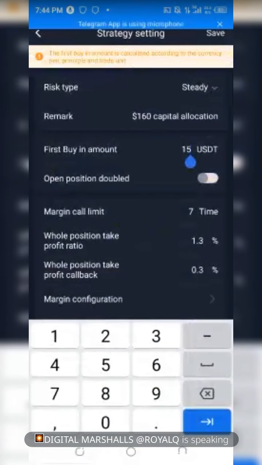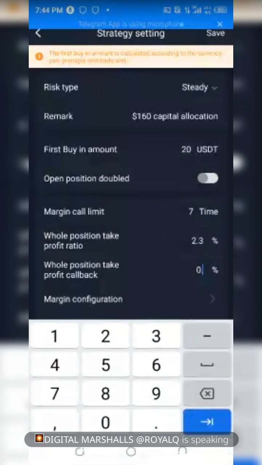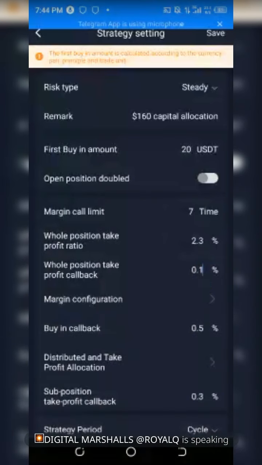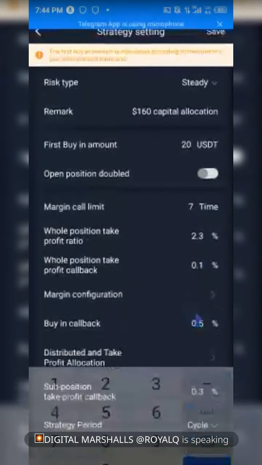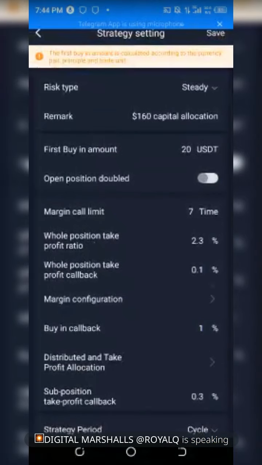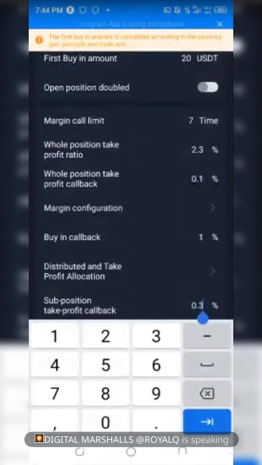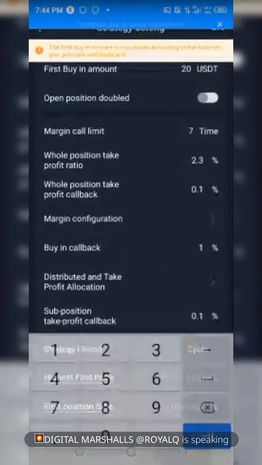Then you edit here to $20 as we did. We want to customize it. 2.3% profit, whole position take profit callback 0.1. This is how I do mine. This is how I set my cycle trade. I have 4 types of cycle trade, but this is one of them. Okay, buying callback is 1%, and then sub position take profit edited to 0.1.